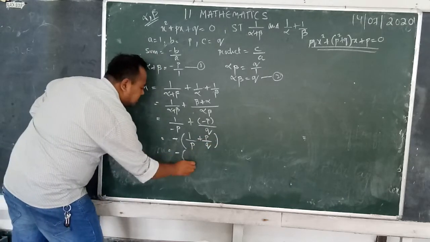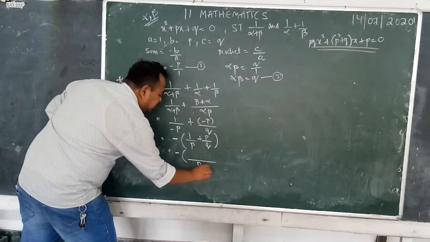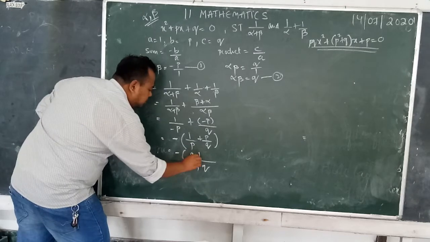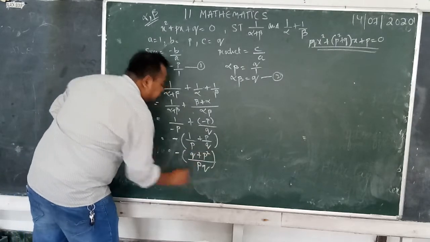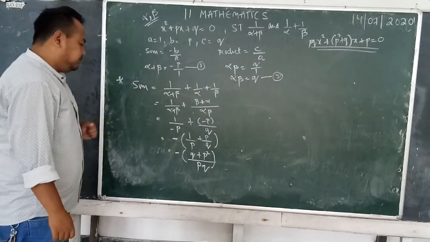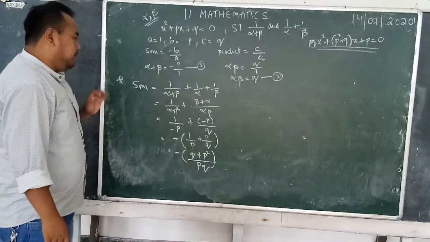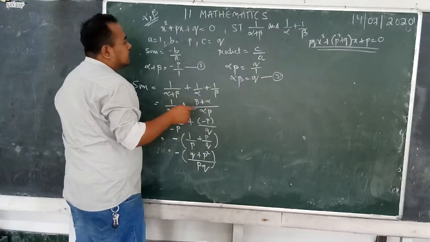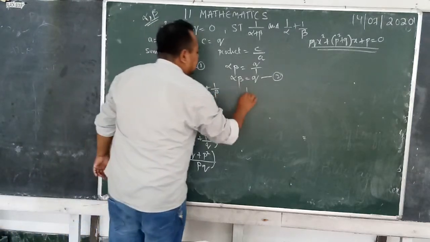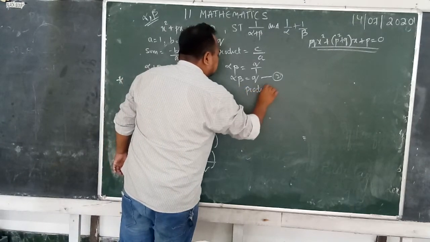So please tell me, what is the LCM? LCM is pq. So you are going to get q plus p square. So this is the sum. Now, what about the product?